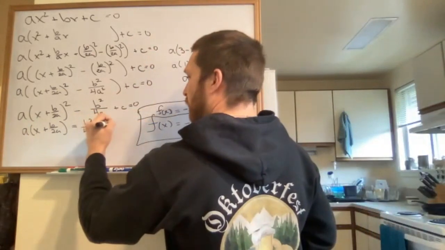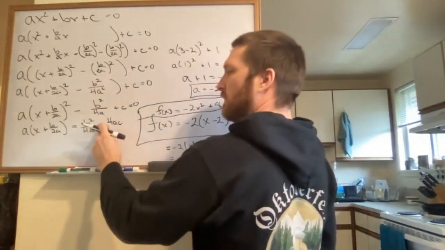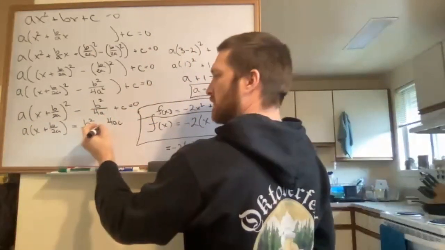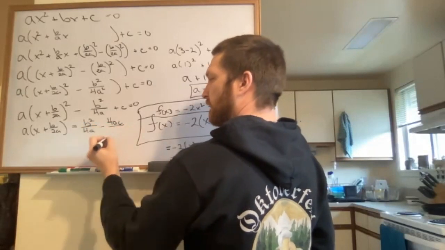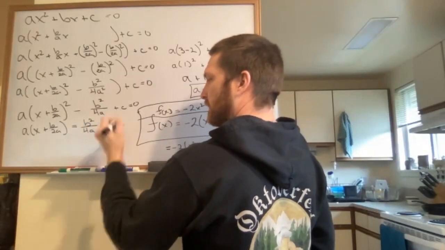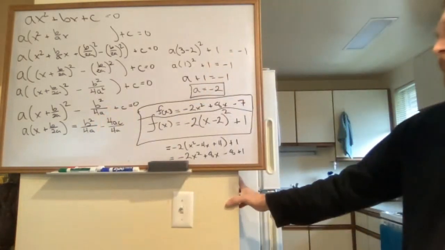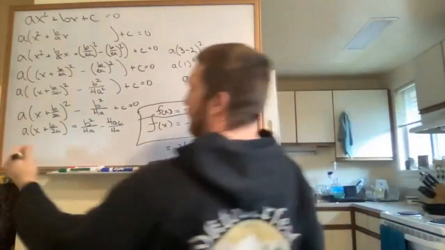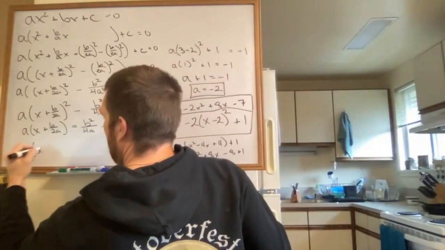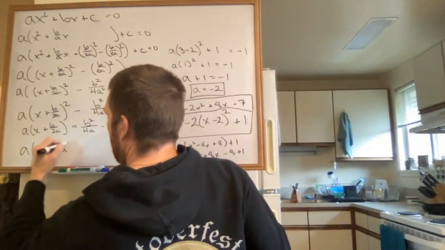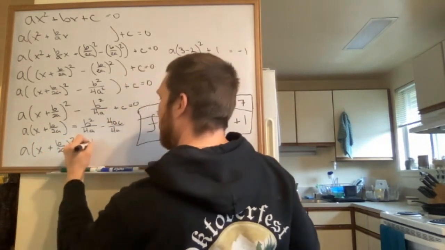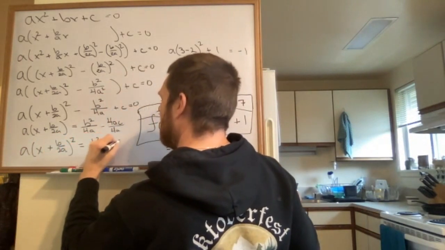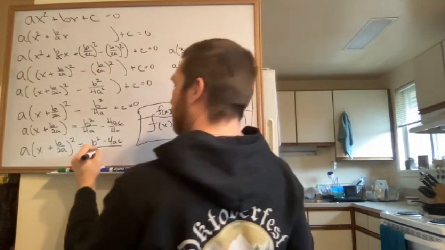4ac. Oh, that should be a minus. That should be a minus. Yep, okay. And so we say, oh, well, that just means a times x plus b over 2a quantity squared is the same thing as b squared minus 4ac all over 4a.